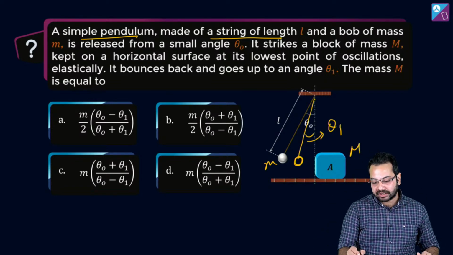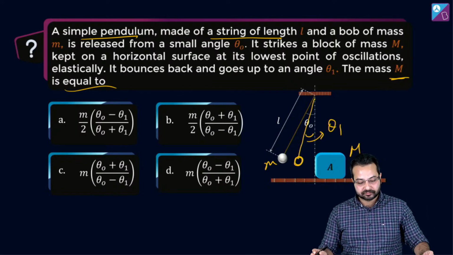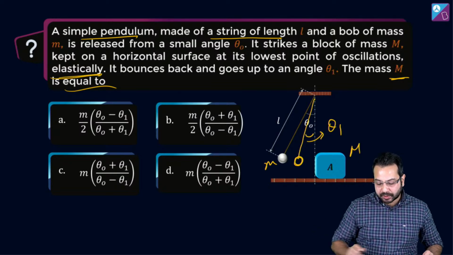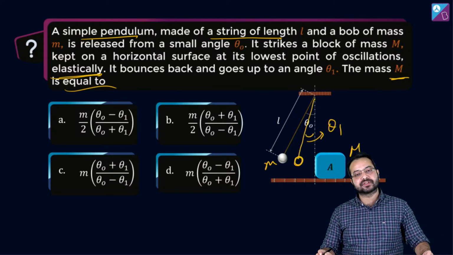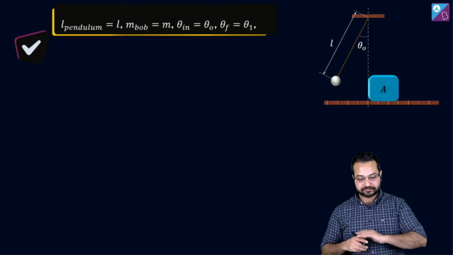So what do we need to calculate? We need to calculate what is capital M. That is the question. Is that clear? The collision given to us is elastic. The collision between the bob and the block is given to us as elastic. Okay, let's try to solve this question.